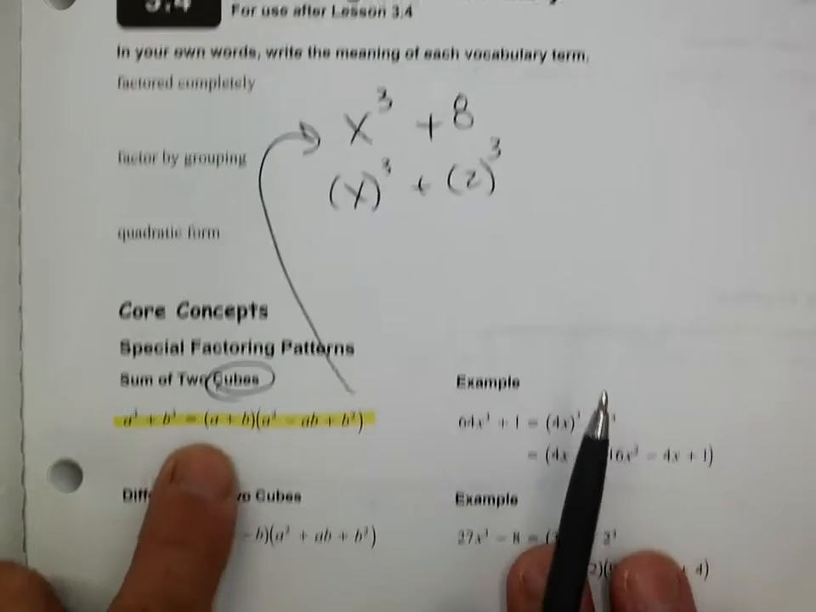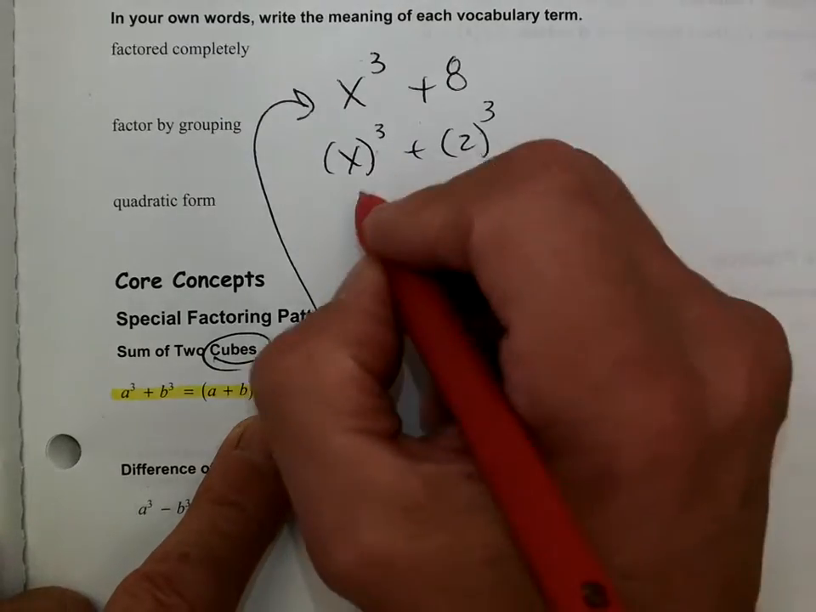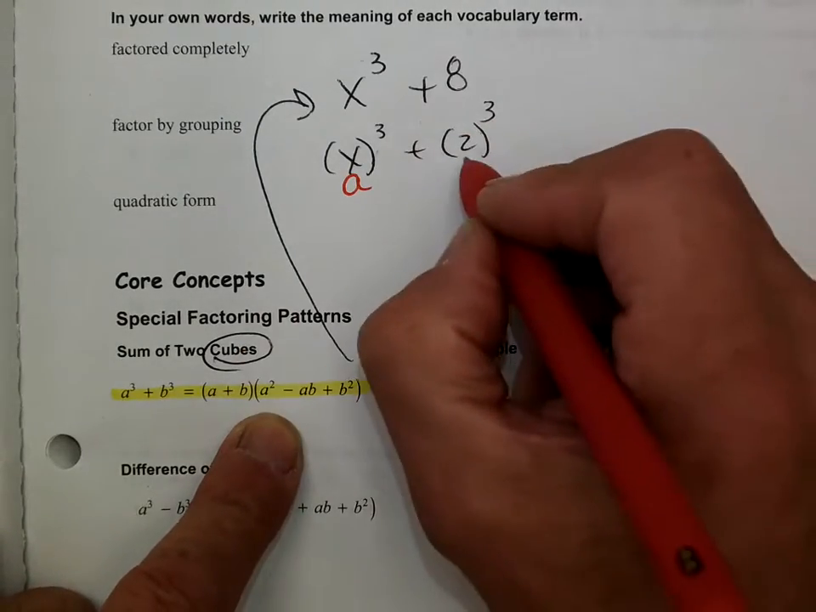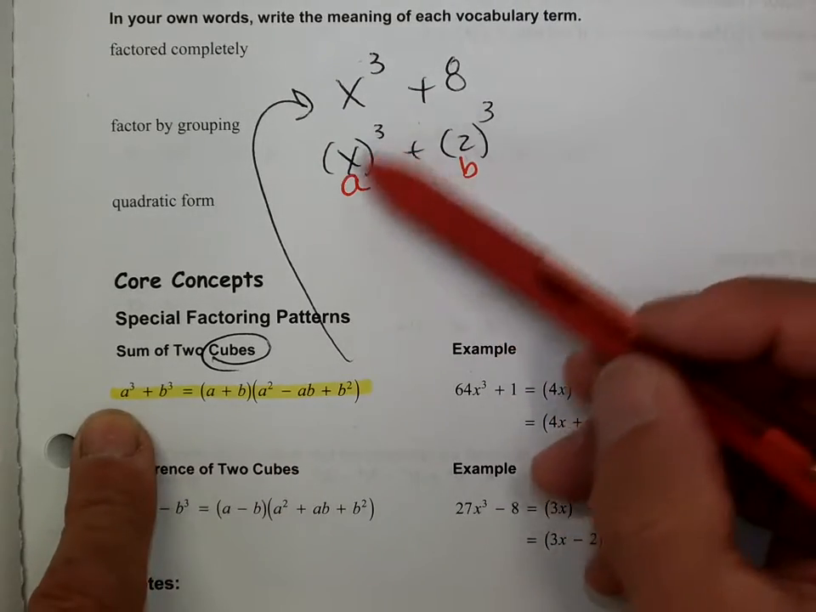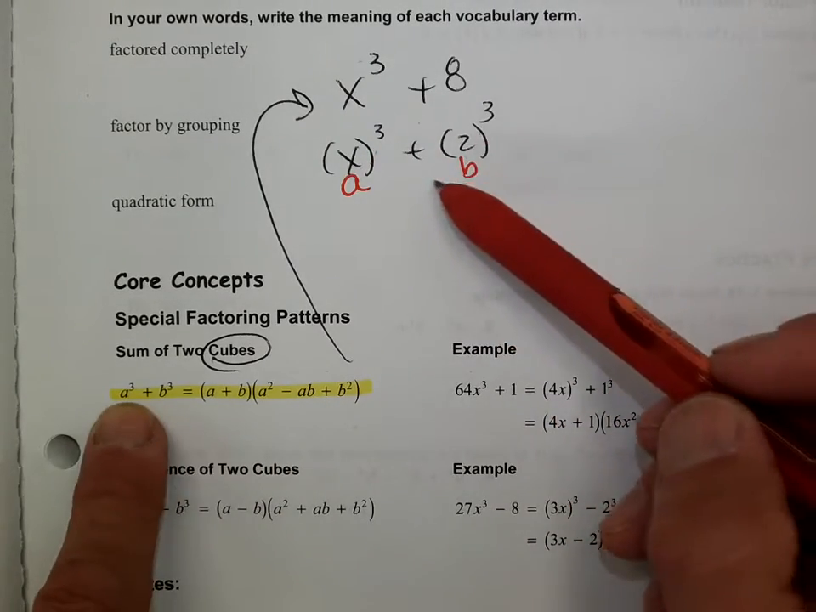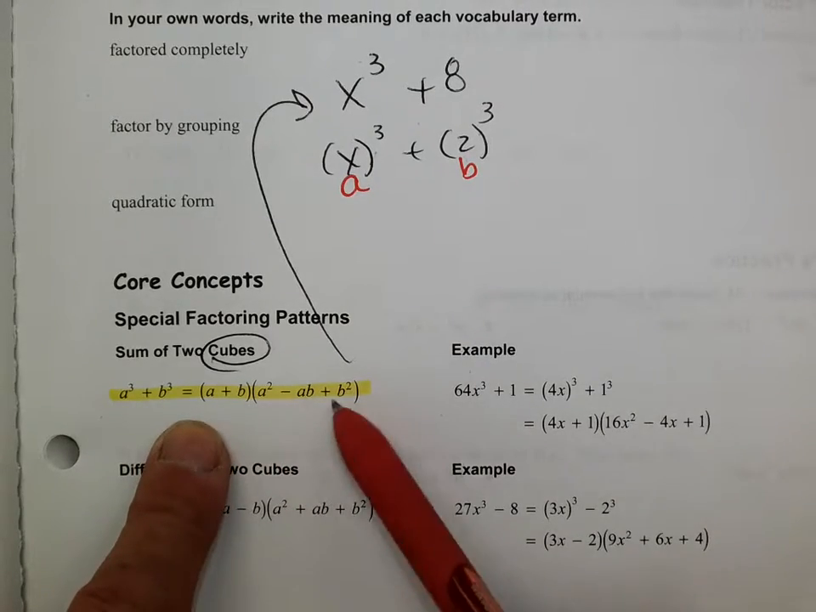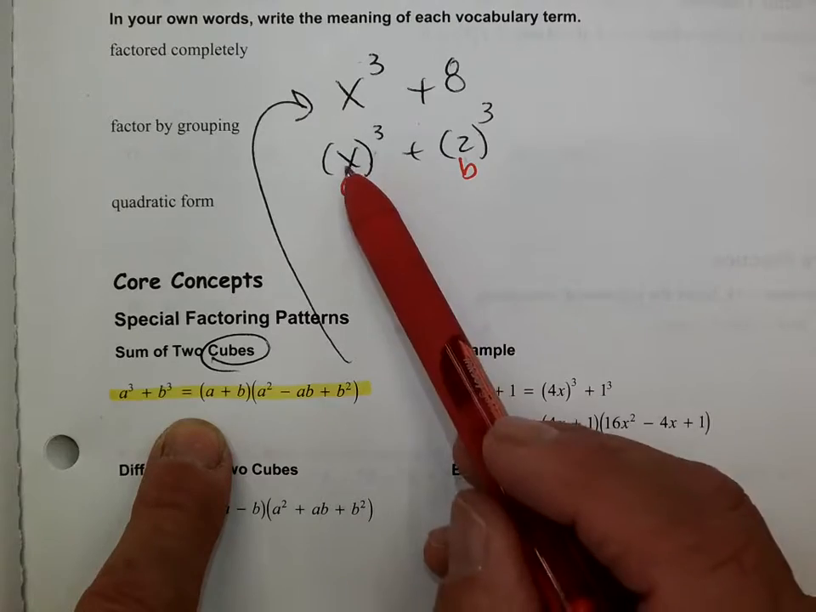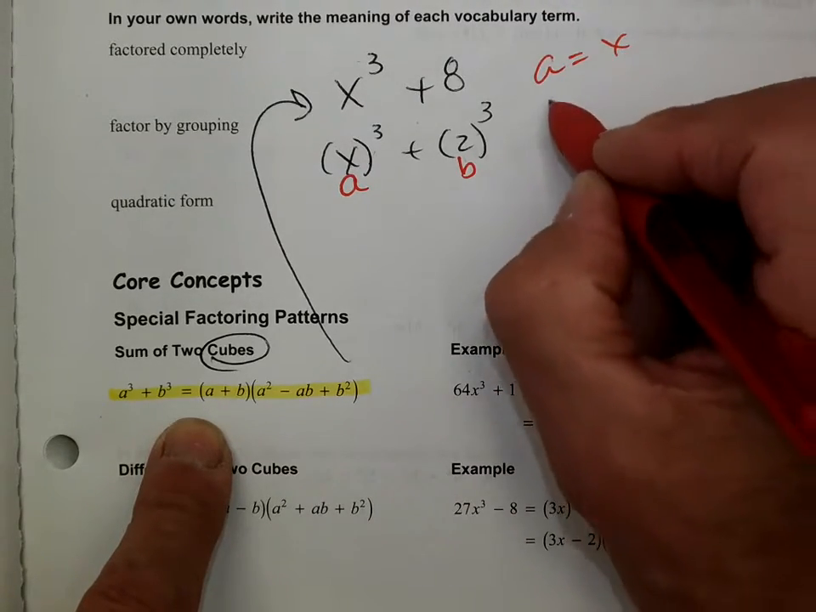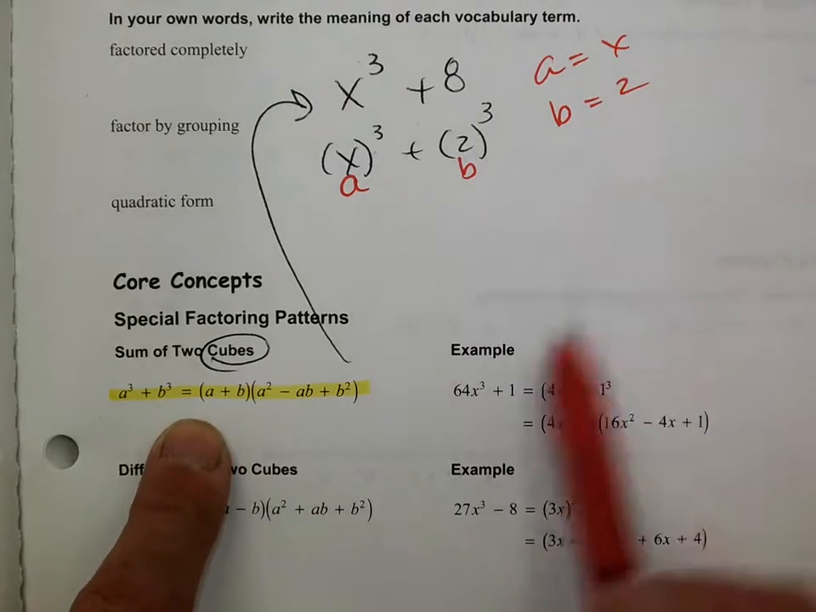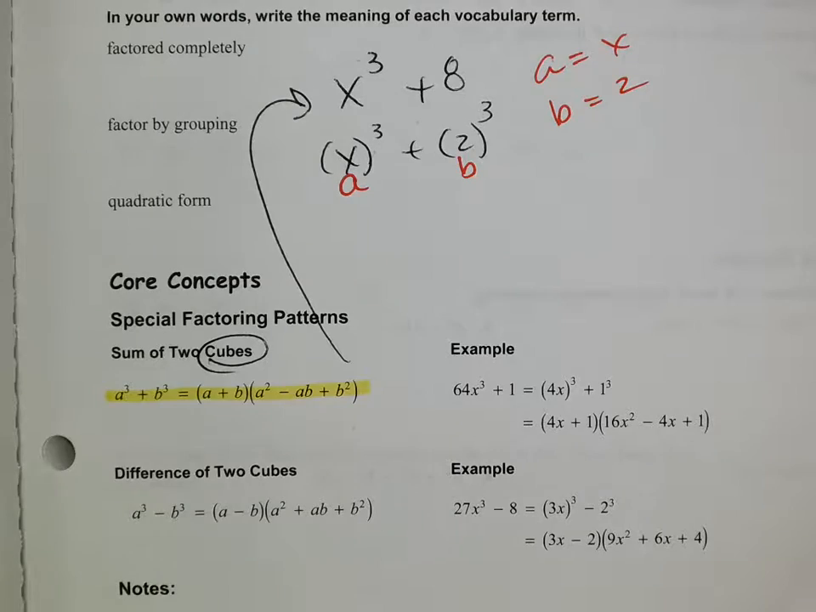Now to use my a and b, we're going to let our a be the x and our b be the 2. So what I have is x cubed plus 2 cubed, or an a cubed plus b cubed. Instead of writing a's and b's, we're going to write x's and 2's, because we're going to let our a be x and our b be 2. Okay, so let's do it.